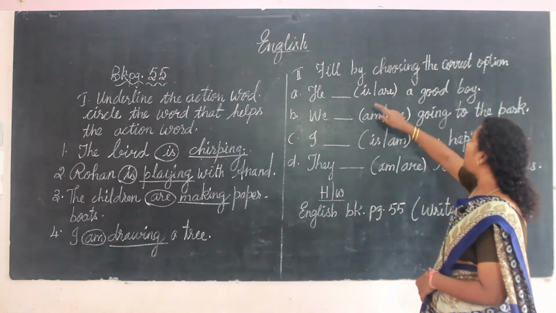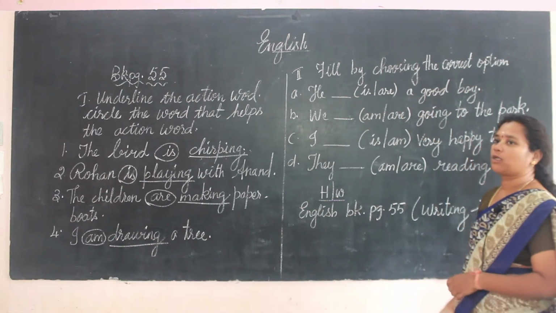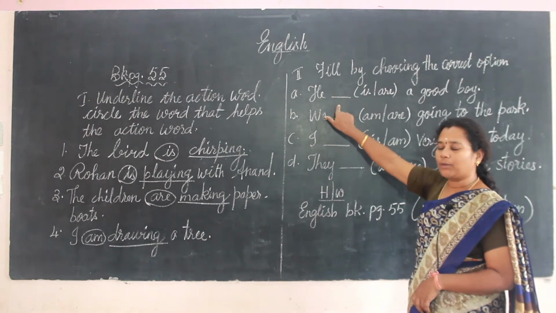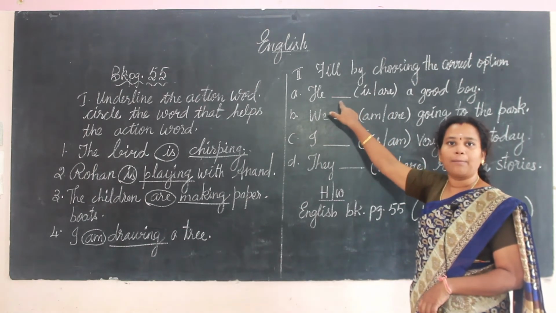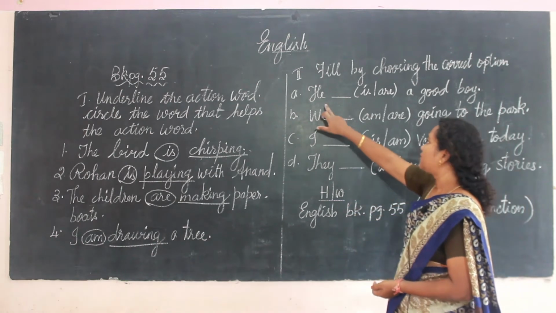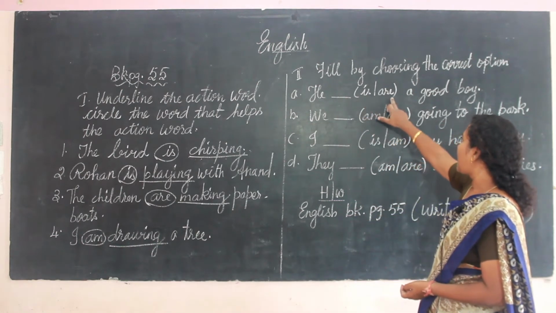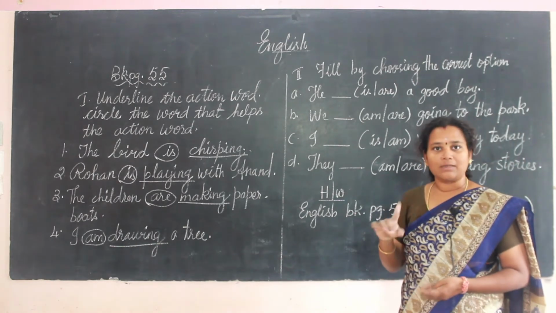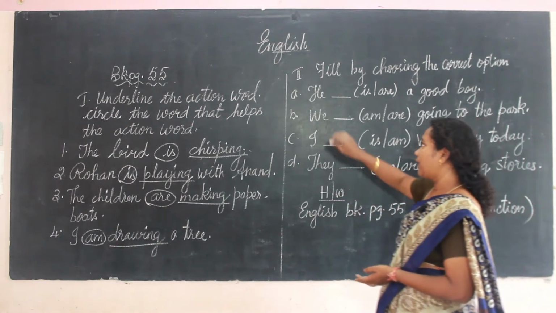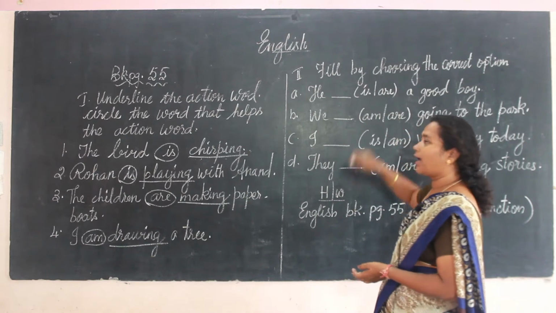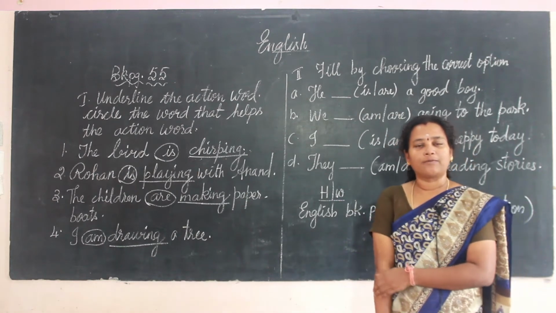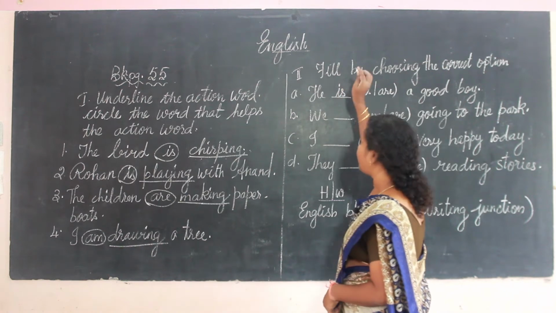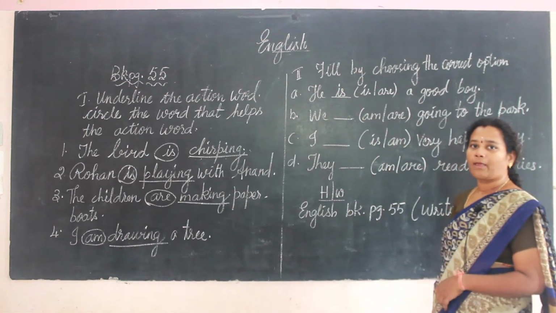That is, fill in by choosing the correct option. The option is given to you. You have to write the correct answer in the blank. So, "He is or are a good boy." What will we write? One boy is given, so it is singular. So what will you write? Is or are? For singular, we use "is". So write down "is". Finish.